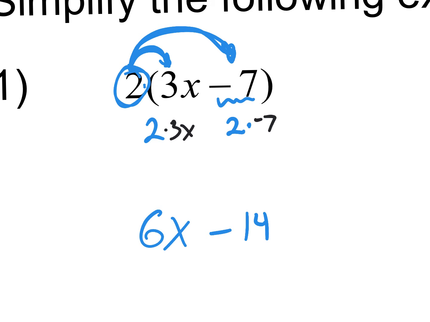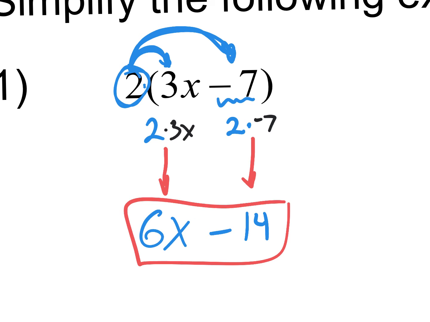Okay? So what do I get? 2 times 3x, that's 6x. 2 times negative 7, that's negative 14. There's my answer. You don't have to do this. No way. You don't have to do this. I'm just doing this for anybody that's still like, oh man, I'm not too sure about distributive property. I mean, this stuff right here, we usually do it in our heads, right?